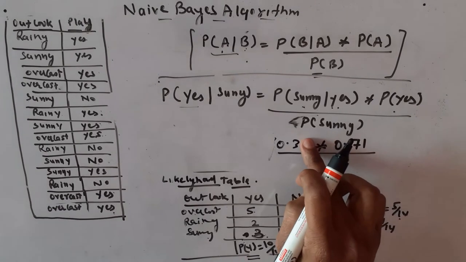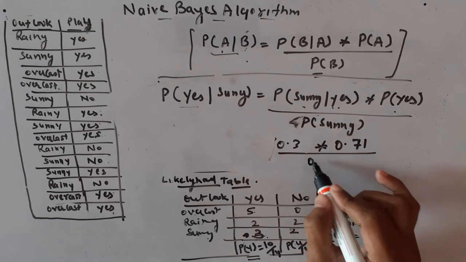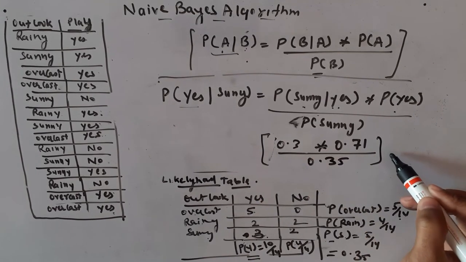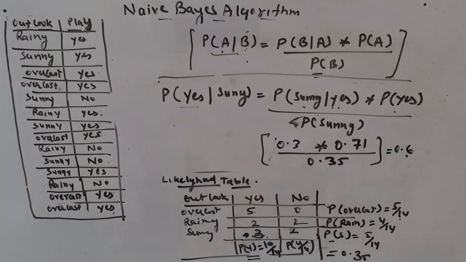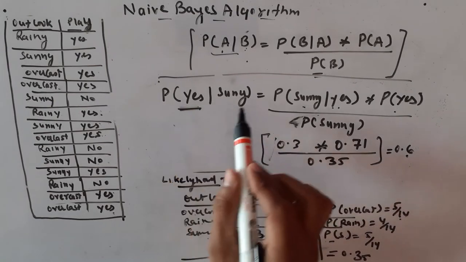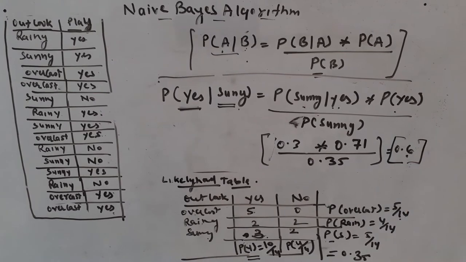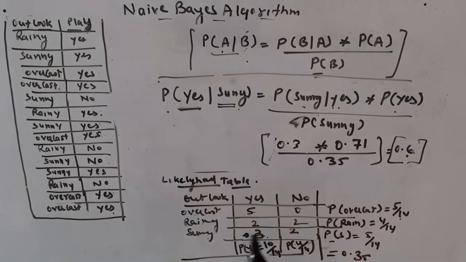And now the probability of sunny we have calculated here is 5 by 14, which is around 0.35. Now if we do the calculation of all these things, it will come around 0.6. So this means that the probability of happening of any game given the weather is sunny is 0.6. That means if it is a sunny day, there are 60% chances that the game will happen.